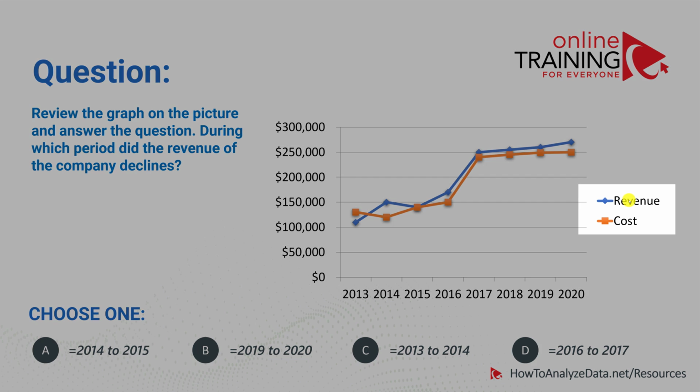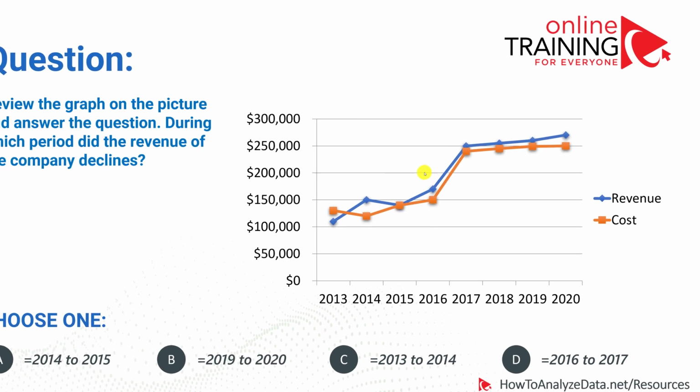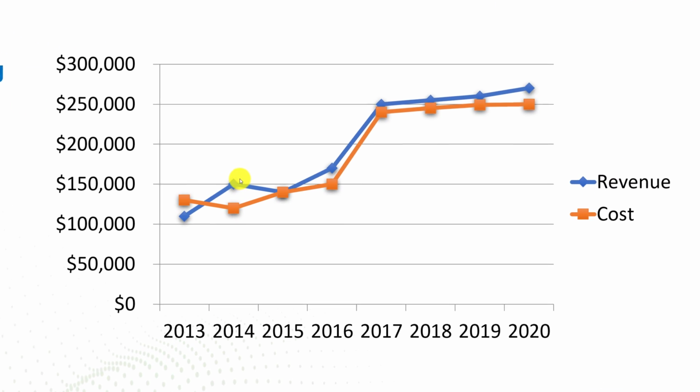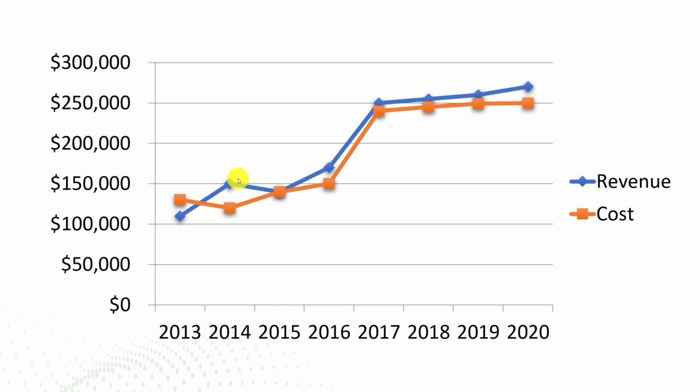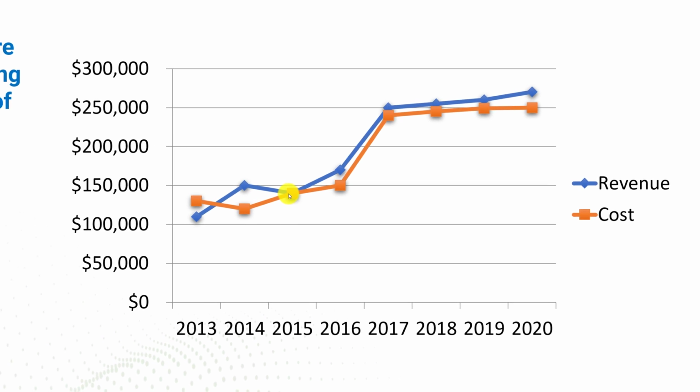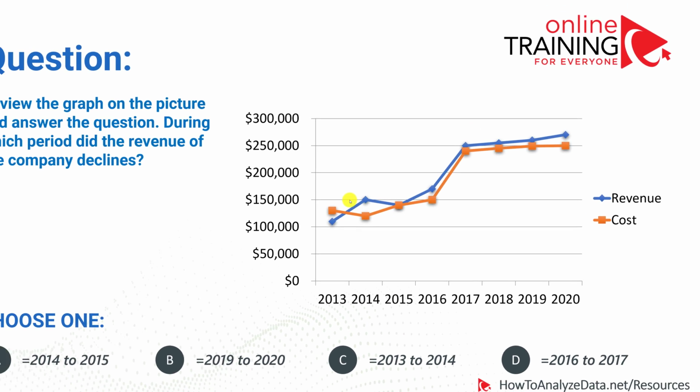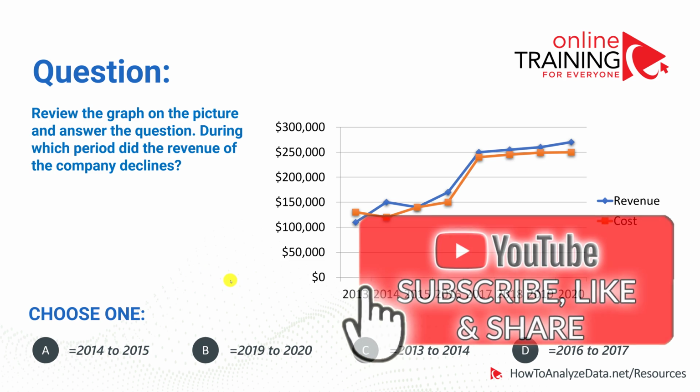To answer this question correctly, you need to differentiate between revenue and the cost. Because revenue is represented by the blue line, you have to follow the blue line to answer the question in which period revenue declines. If you follow the line, you see that for all the years, with the exception of the period of 2014 to 2015, right here, the line goes up. And only for the period 2014 to 2015, revenue declines. So that is the correct choice, and that is the correct answer.